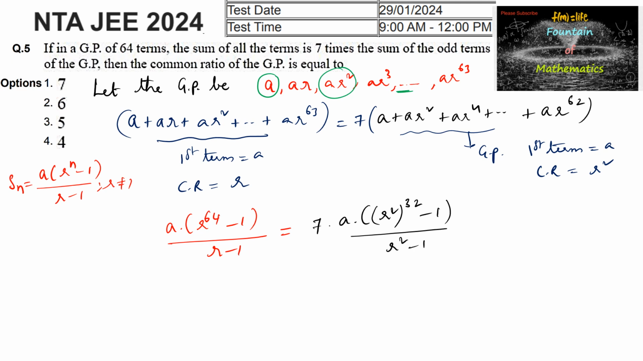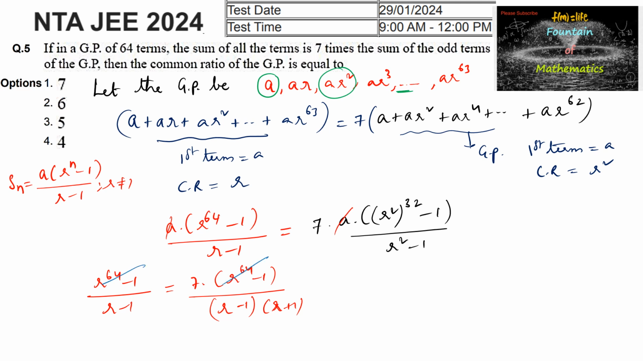So we can cancel a, and r power 64 minus 1 divided by r minus 1 is equal to 7 times, here r square whole power 32 is again r power 64 minus 1 divided by r square minus 1, which we can write as r minus 1 into r plus 1. So we may cancel r power 64 minus 1 on both sides, and r minus 1 is also cancelled where r is not equal to 1. Finally r plus 1 is equal to 7, so r is equal to 7 minus 1, which is 6. The common ratio of the geometric progression is 6, which is option 2.